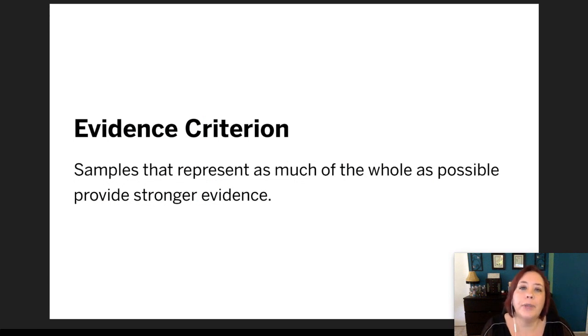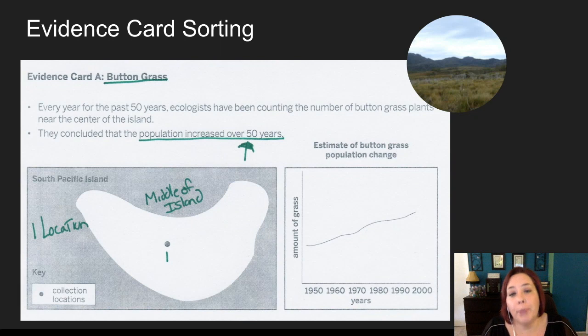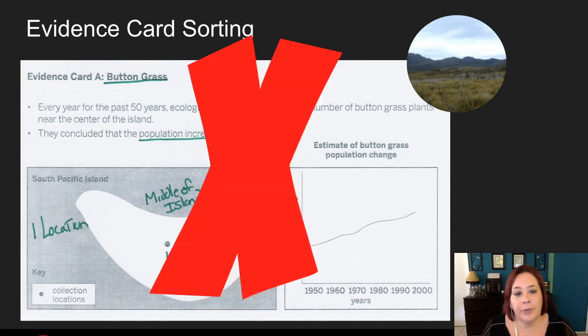So when we're developing our arguments, we need to use strong evidence. And a sample or an evidence card that only shows samples from one location in one part of the island is not a strong piece of evidence at all. So let's look at our button grass. It's the same case. There's only one location. It's only in the middle of the island. So we're going to do the same thing with this one. Yep, we're going to throw it out.